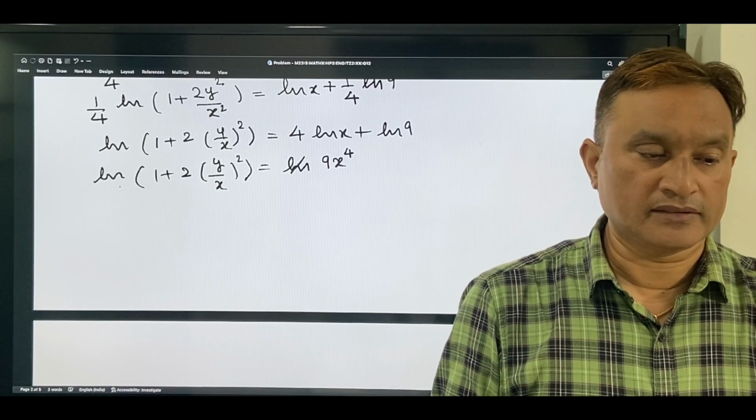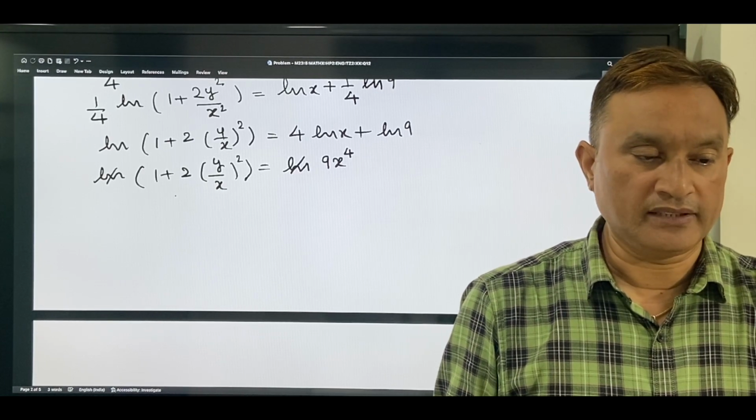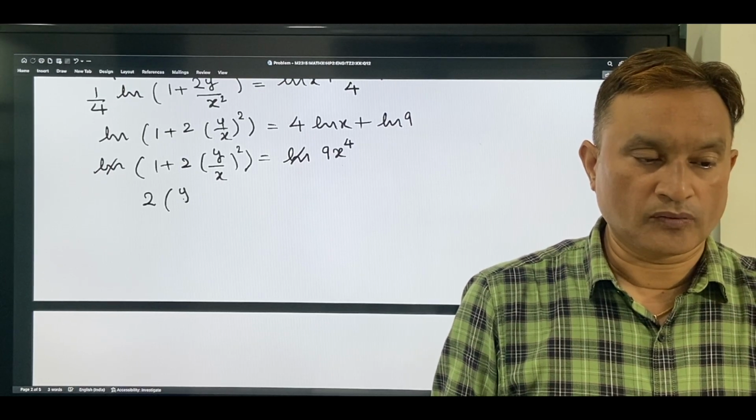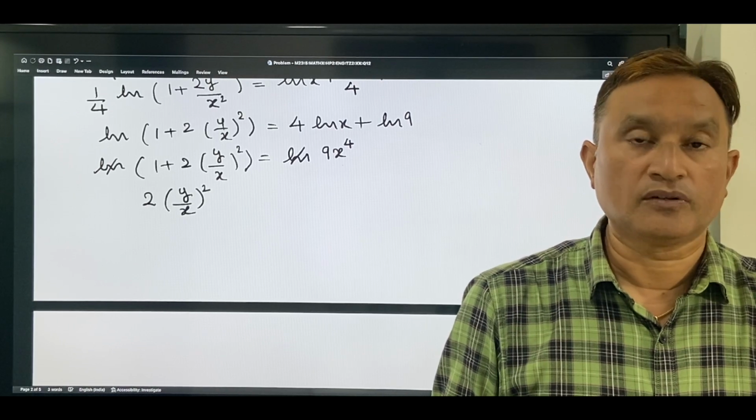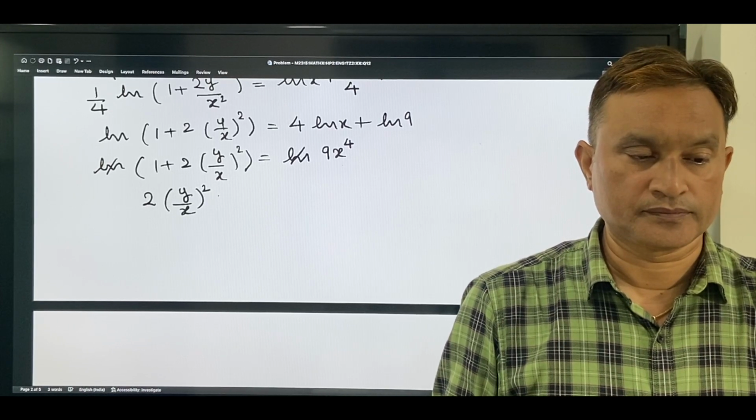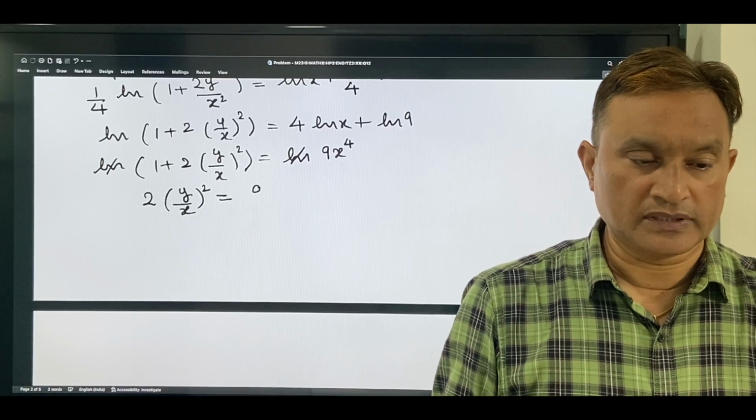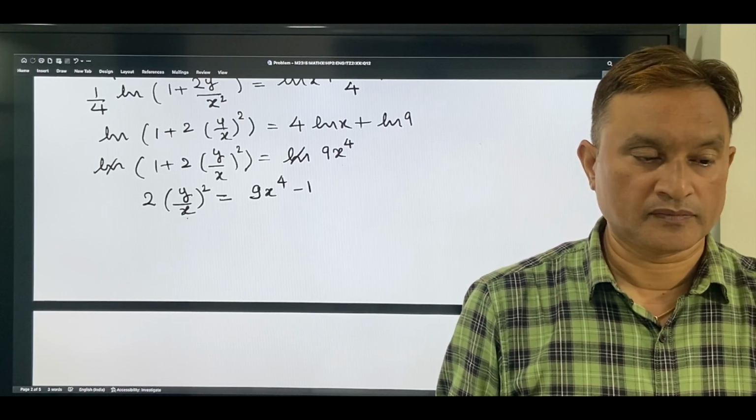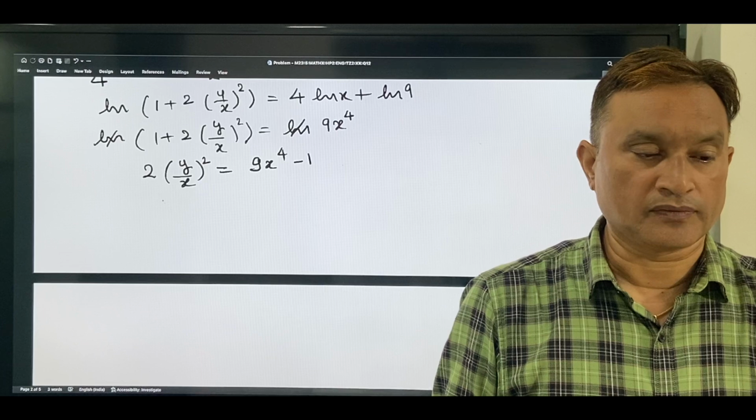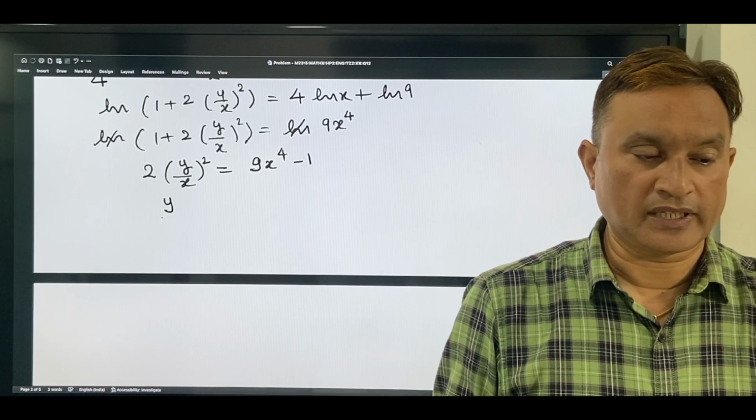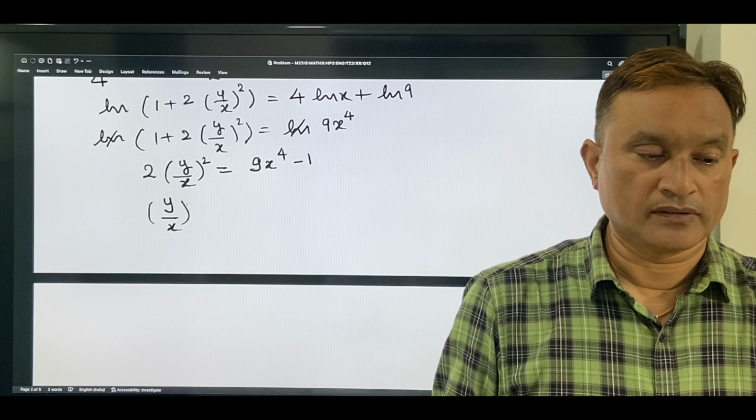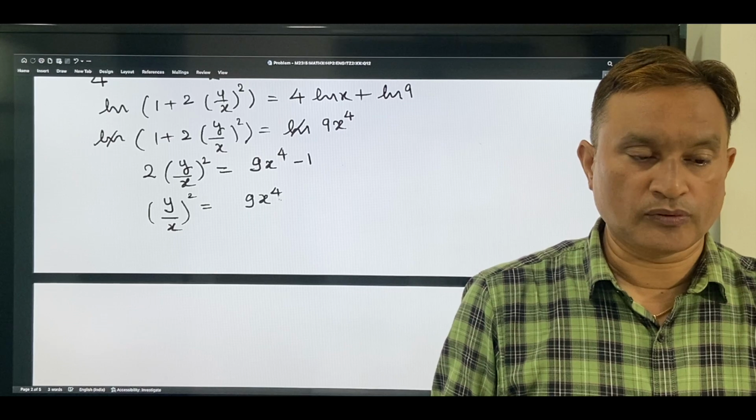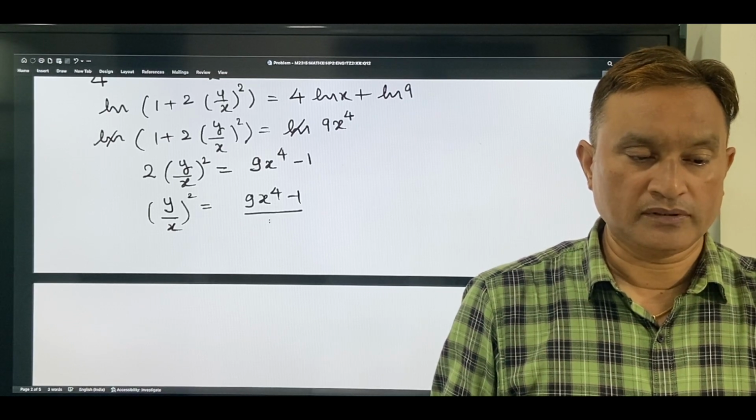Now the ln and ln will cancel from both sides, and we will be getting here 2y upon x whole square equals to 9x power 4 minus 1. Further we can write y upon x whole square equals to 9x power 4 minus 1 upon 2.